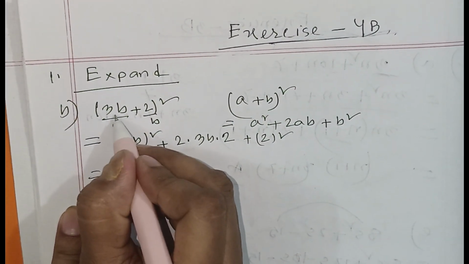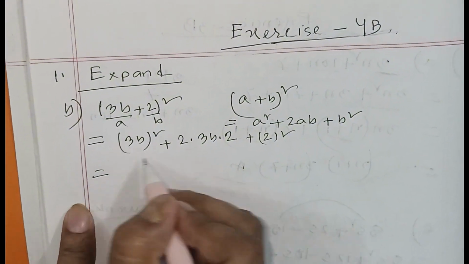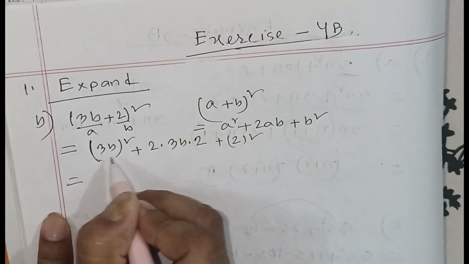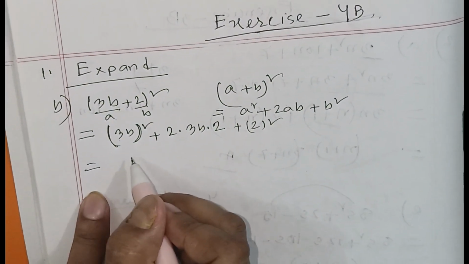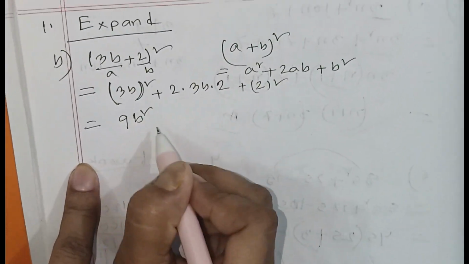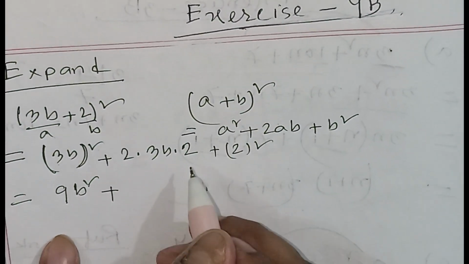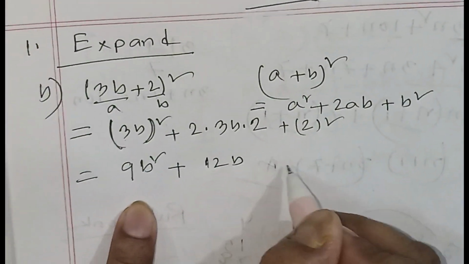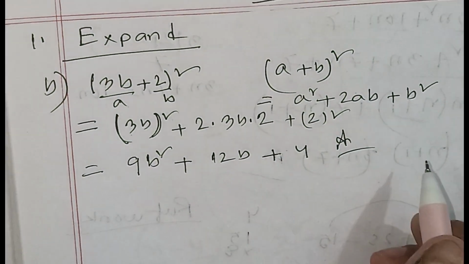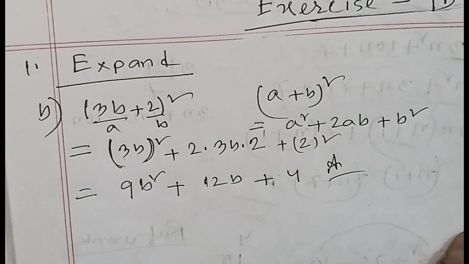See here, 3 is the coefficient of the variable b. So we remove the bracket. Now calculate: 3 whole squared means 9, b whole squared means b squared. Then multiply 3 times 2 is 6, 6 times 2 is 12b, and 2 whole squared means 4. That's it. This is the answer. So easy, just apply the formula.